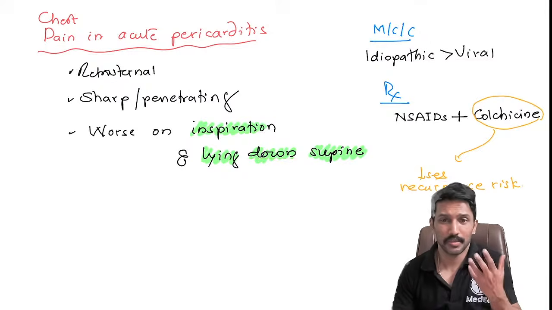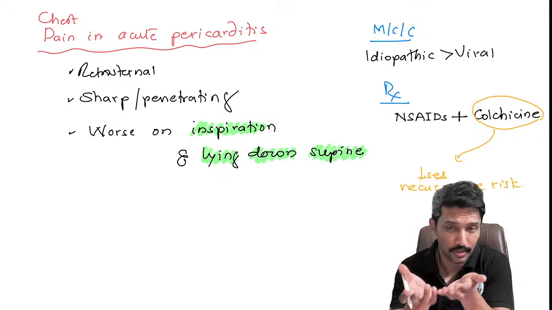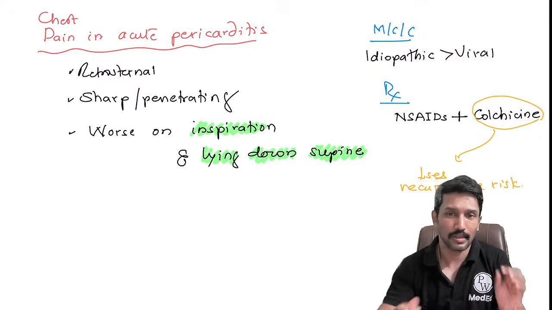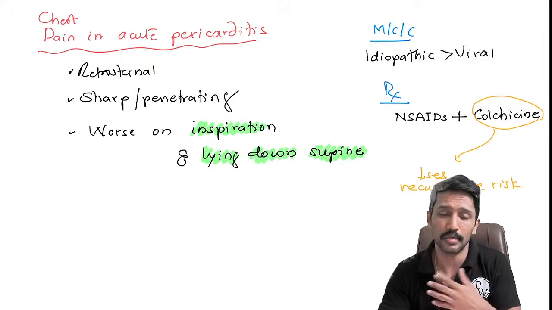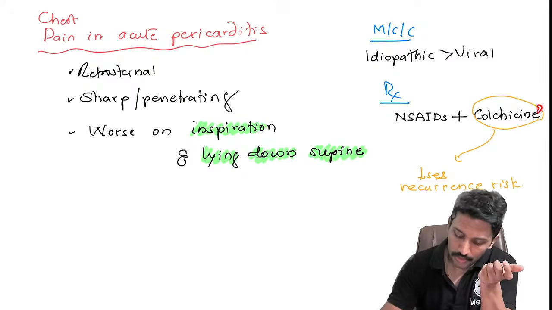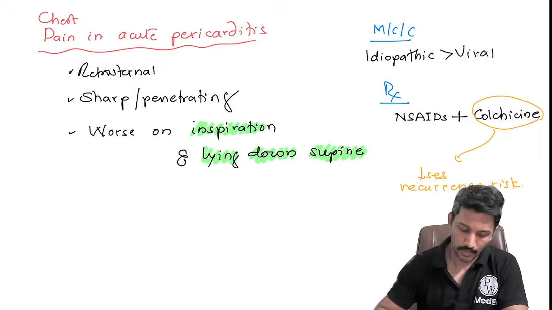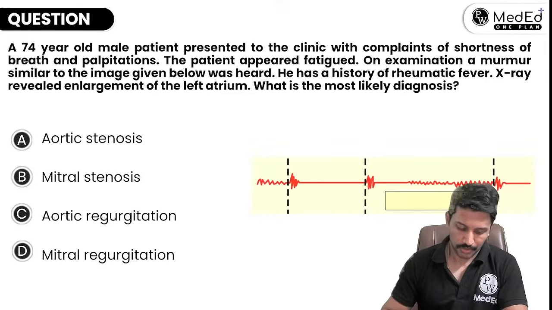Because see, idiopathic is the most common cause. And if it is idiopathic, I don't know what is causing it, so I can't eliminate the underlying cause. If I'm not able to eliminate the underlying cause, it can come back again. So adding colchicine to the initial management reduces the risk of recurrence. Okay. Now let's go to the next question.